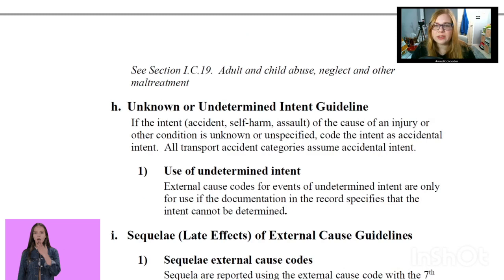Unknown or undetermined intent guideline. If the intent, which is accident, self-harm, or assault, of the cause of the injury or other cause is unknown or unspecified, code the intent as accidental intent. All transport accident categories assume accidental intent. Most people don't intend to get into a transport accident.